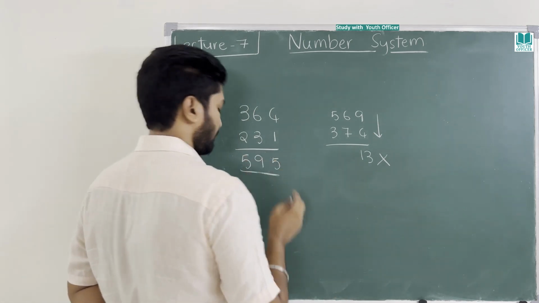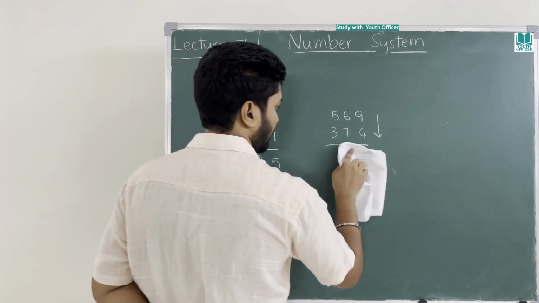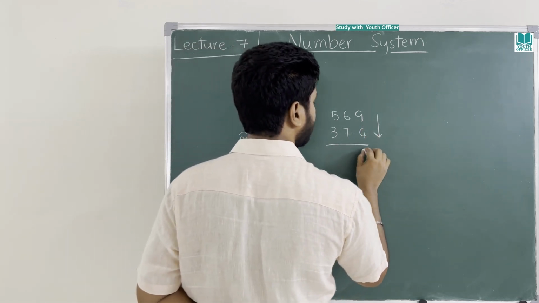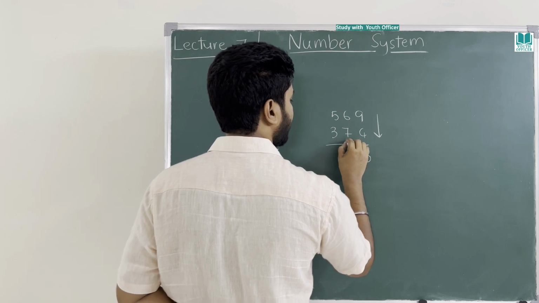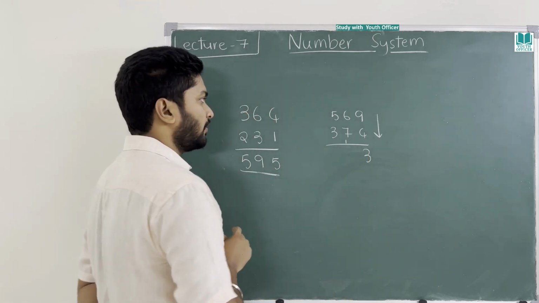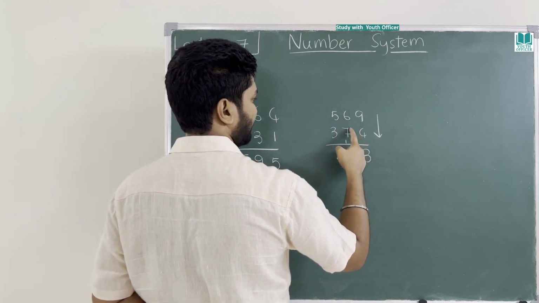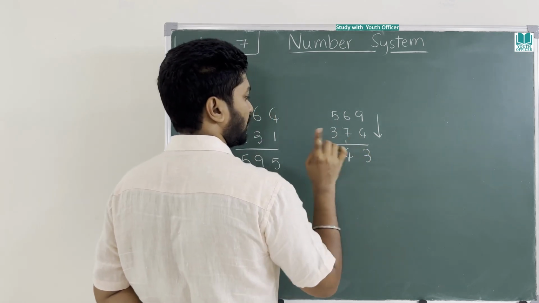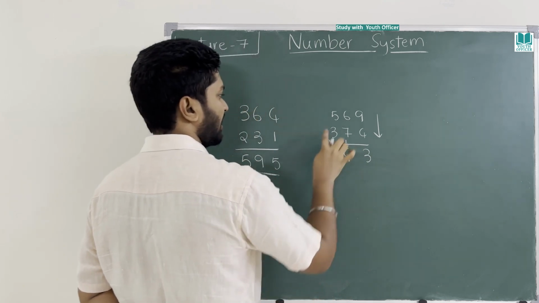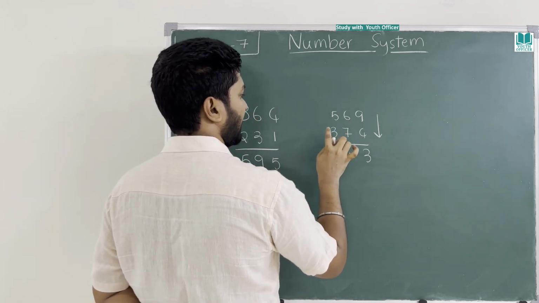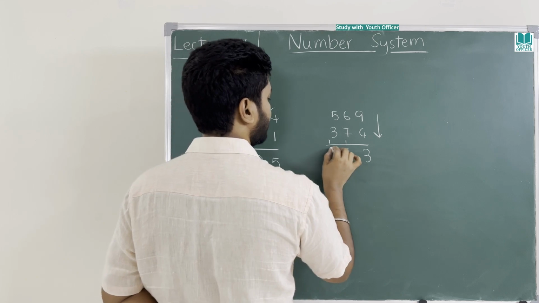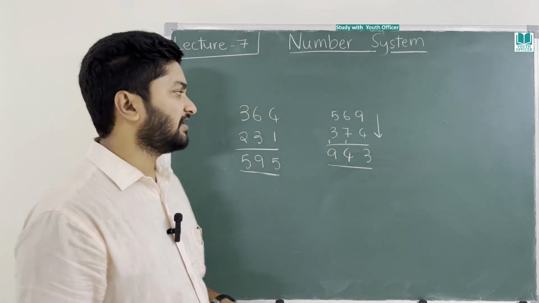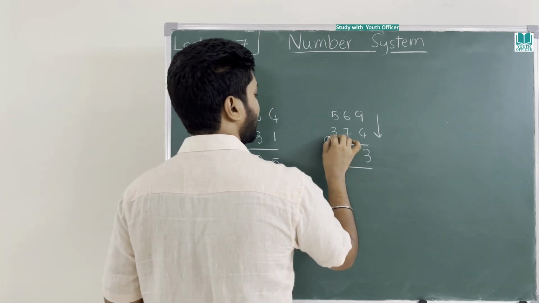What do you do now? 9 plus 4 is 13. You put the 1 here. Okay. 6 plus 7 is 13. 13 plus 1 is 14. One more carry, 1 here. 5 plus 3, 8. 8 plus 1, 9. This is how you do addition whenever you get a carry.